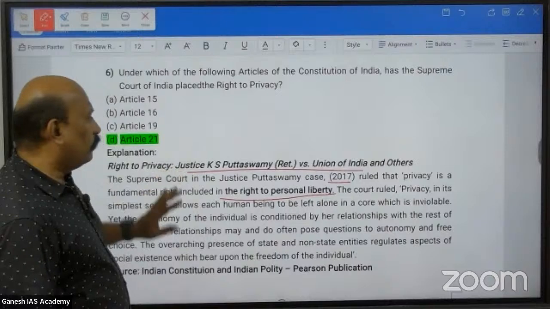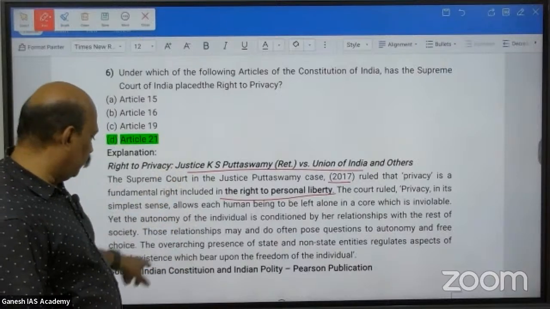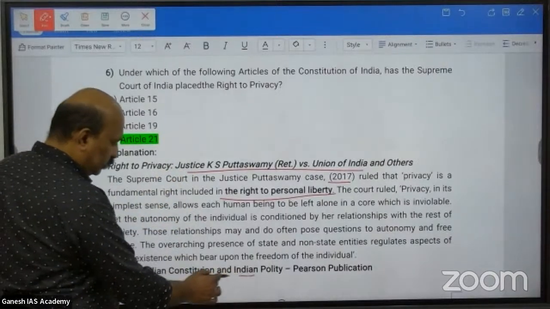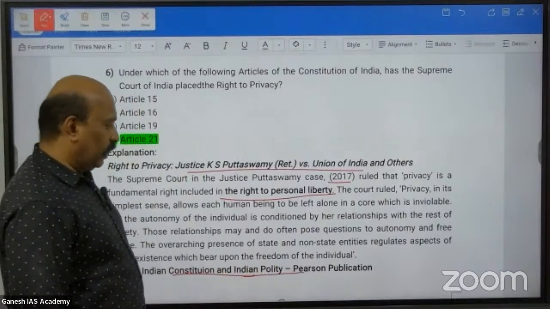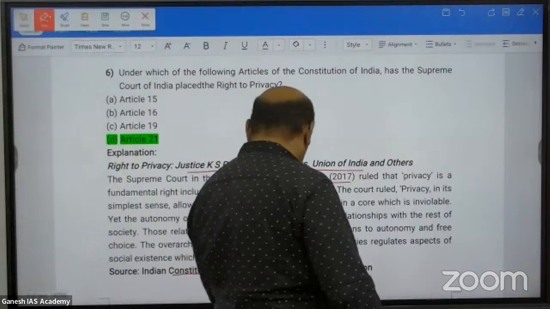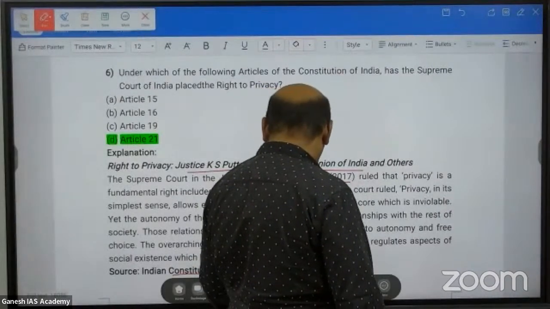So it is forming part of Article 21. This is my book. I have discussed this particular thing in detail. I have discussed this in very good detail.